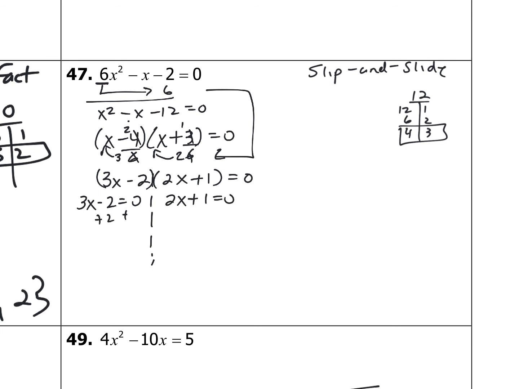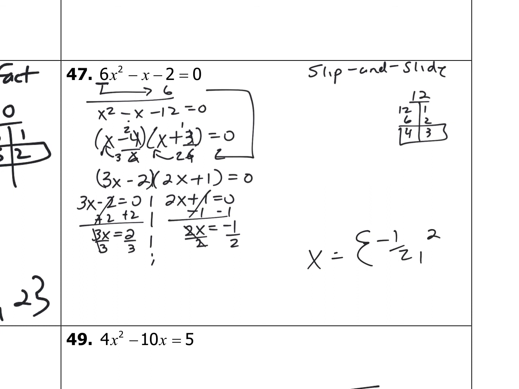Add 2, divide by 3, x equals 2/3. Subtract 1, divide by 2, x equals negative 1/2. So my two roots, my two zeros, are, least to greatest, negative 1/2 and 2/3.